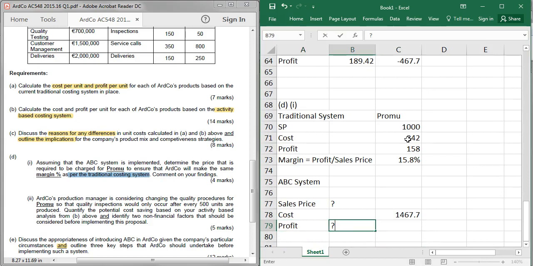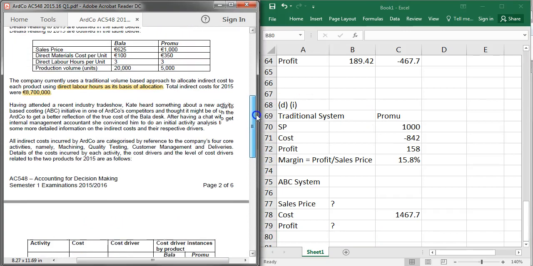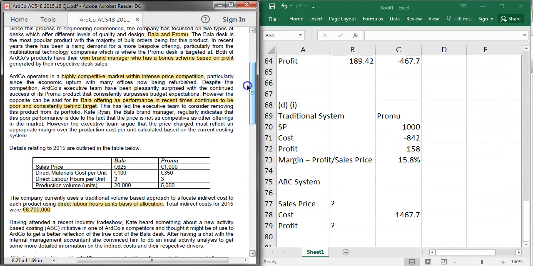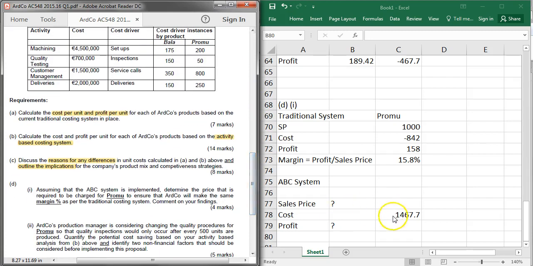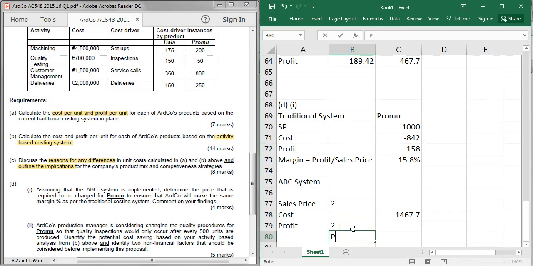And then the profit, we're trying to figure out that as well. So we're trying to do a bit of a scenario to look at what we would have to charge to make the same margin, because that's what Kate is worried about in the managers. They're saying they have to make sure the executive team, the price of charge must reflect an appropriate margin over the production costs. So what we're saying here is we need the profit over selling price to be equal to 15.8%.